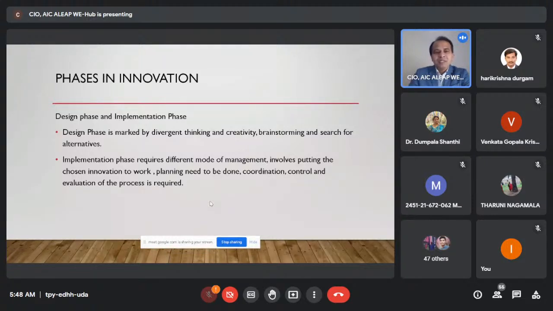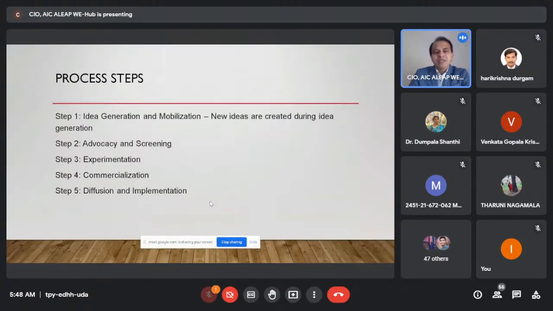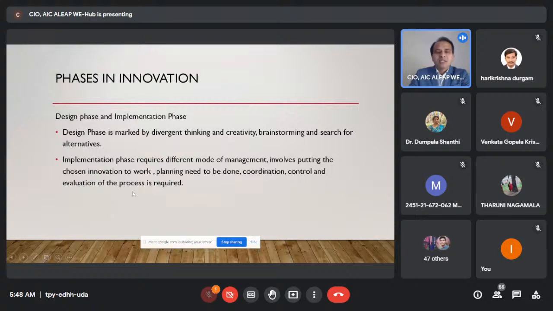So when we speak about the design phase, you can take that from the idea generation, advocacy and screening, then up to the early part of the experimentation. When we speak about the implementation phase, it starts with the experimentation, commercialization and diffusion. So that's what the implementation phase is. I hope that I am very clear. Is that okay? Any question as of now?